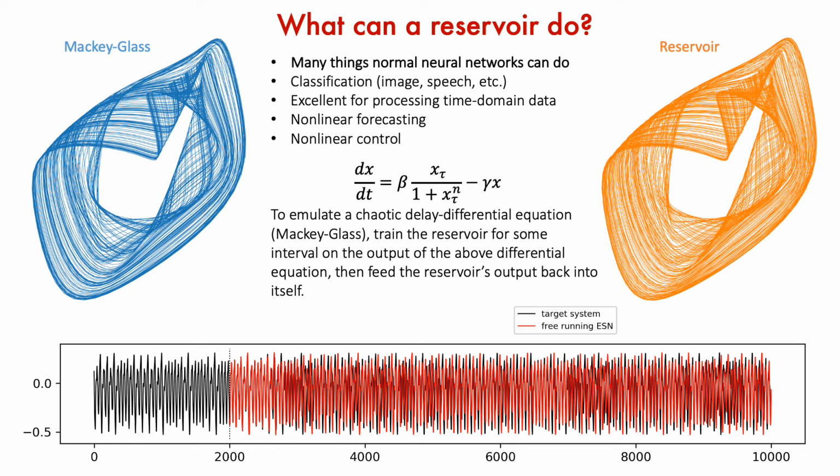The actual attractors from this data are shown on the left and the right side of this slide for the actual Mackey-Glass attractor and the reservoir on the right side. We see that the reservoir is actually able to emulate the full attractor of the system in the chaotic regime, which is quite impressive.